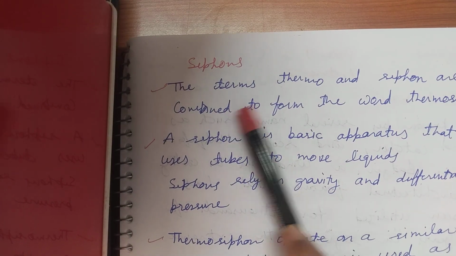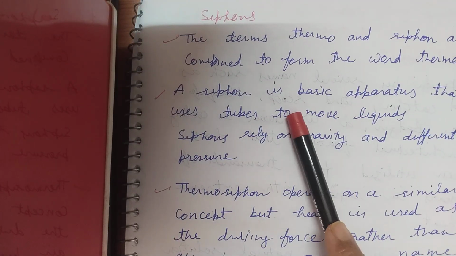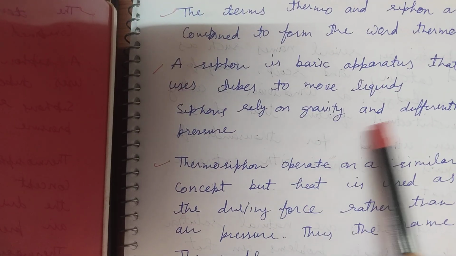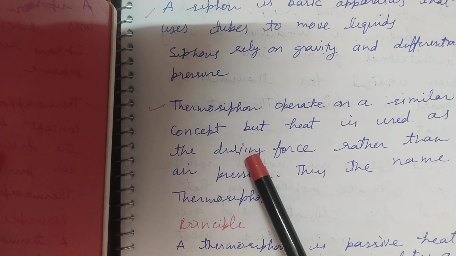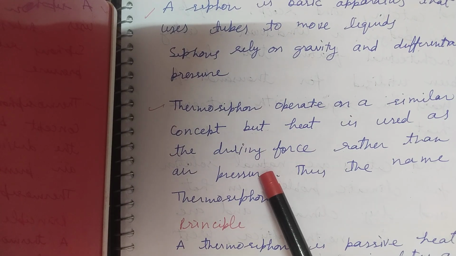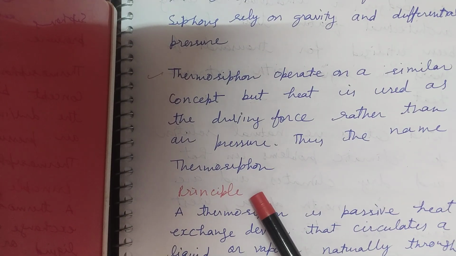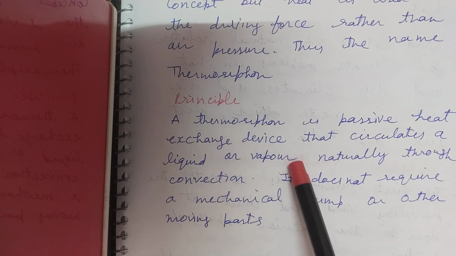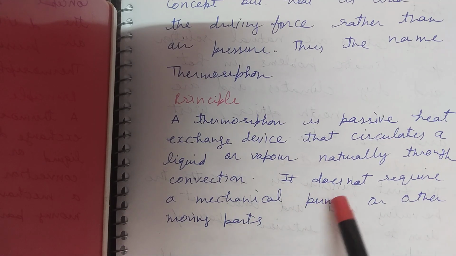Siphons. The terms thermo and siphon are combined to form the word thermosiphon. A siphon is a basic apparatus that uses tubes to move liquids. Siphons rely on gravity and differential pressure. Thermosiphons operate on a similar concept, but heat is used as a driving force rather than air pressure. Thus the name thermosiphon. Now what is the principle? A thermosiphon is a passive heat exchange device that circulates a liquid or vapor naturally through convection. It doesn't require a mechanical pump or other moving parts.